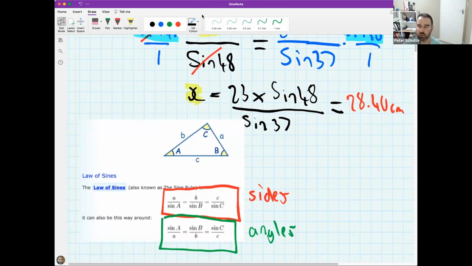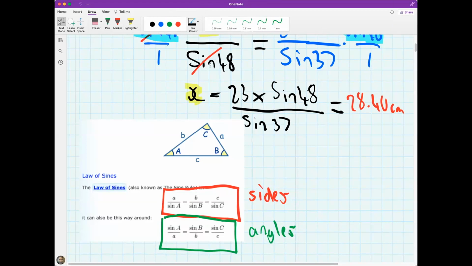Okozelu, let's unmute you and you can tell us what you think is different. Hi, sir. Hey, what do you think's different? So for the first one, sir, I think you use it to find the sides, like when you're given the angles and then you have to find the sides. And then for the second one, you use it to find the angles.